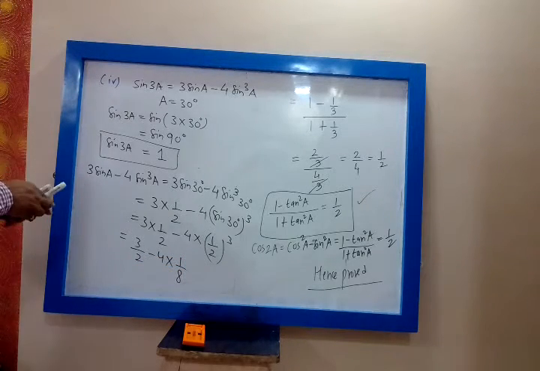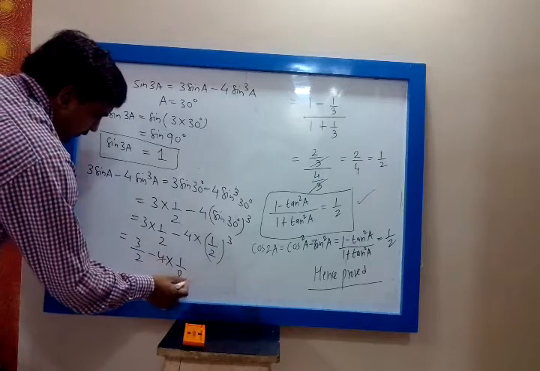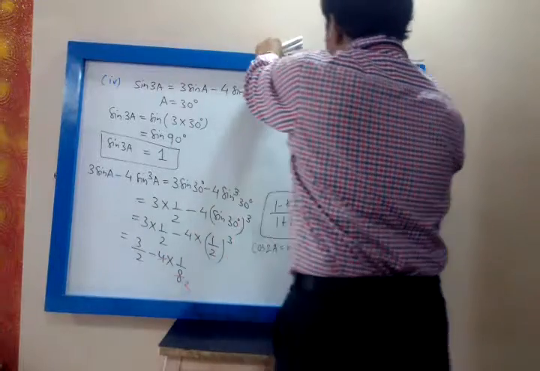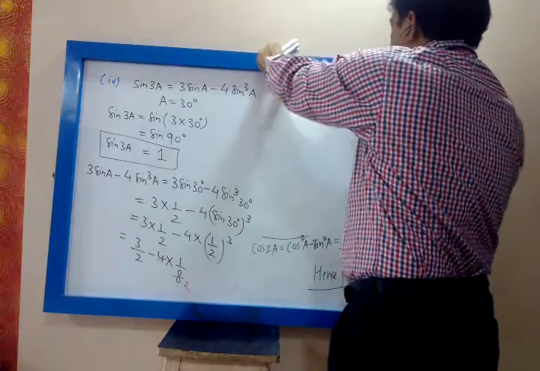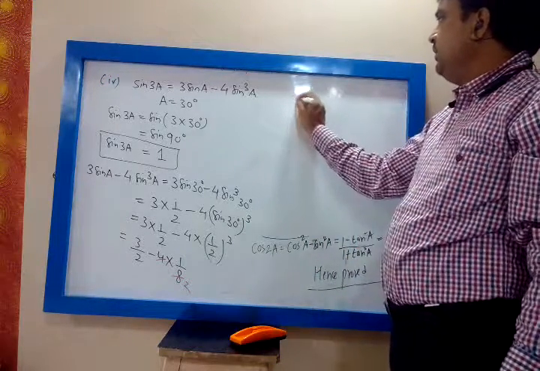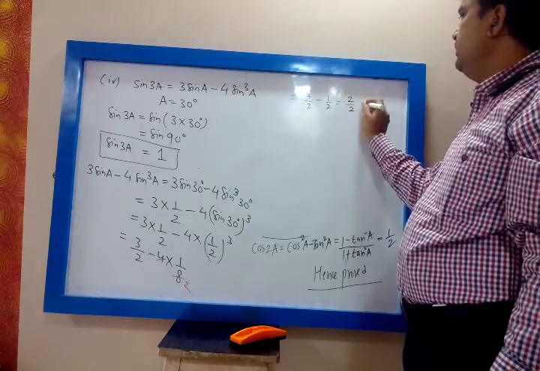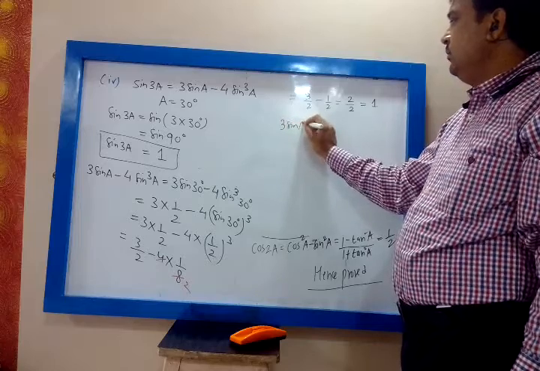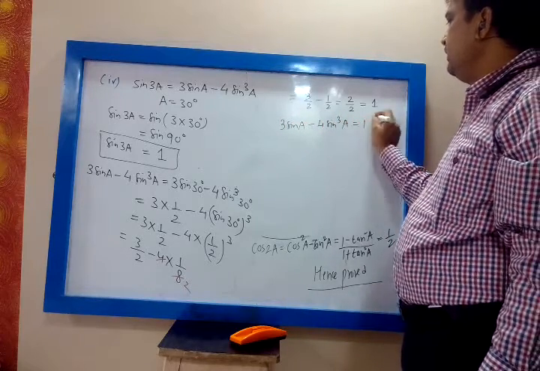You can cancel 8 with 4. 4 ones are 4, 4 twos are 8. So 3 by 2 minus 1 by 2. That will be 2 by 2, and 2 by 2 value is 1. So 3 sin A minus 4 sin cube A, this value is also 1.